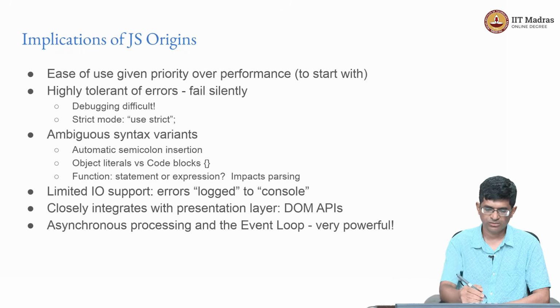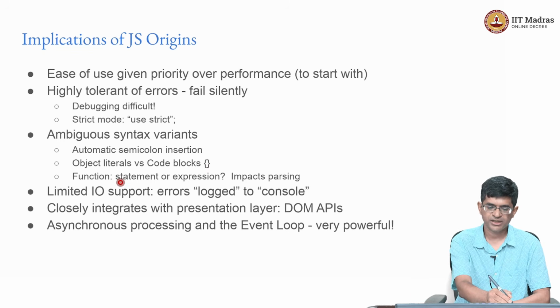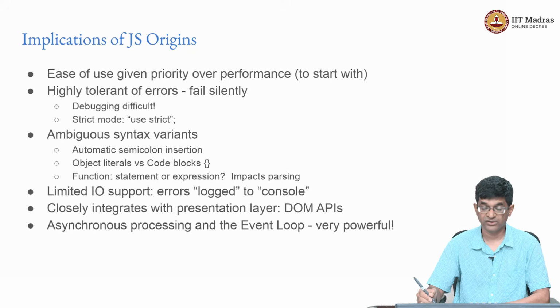There are also a few other problems. For example, object literals and code blocks both use the curly bracket notation, right? And there is also this thing about what exactly is a function, right? When you declare a function, is the declaration a statement or is it an expression with a return value, right? Why are all these important? Because they can impact how you parse a given JavaScript file, okay?